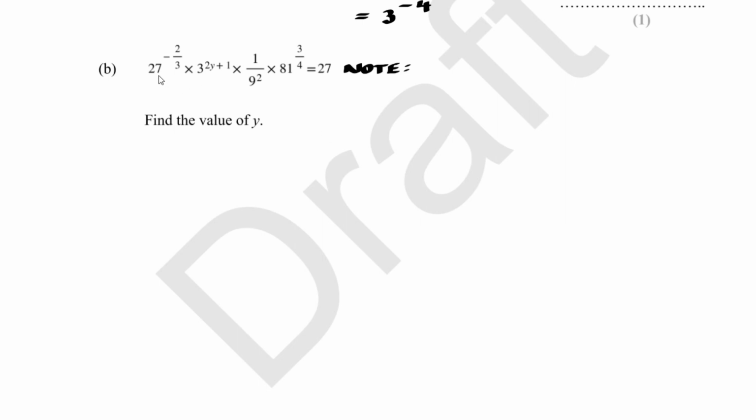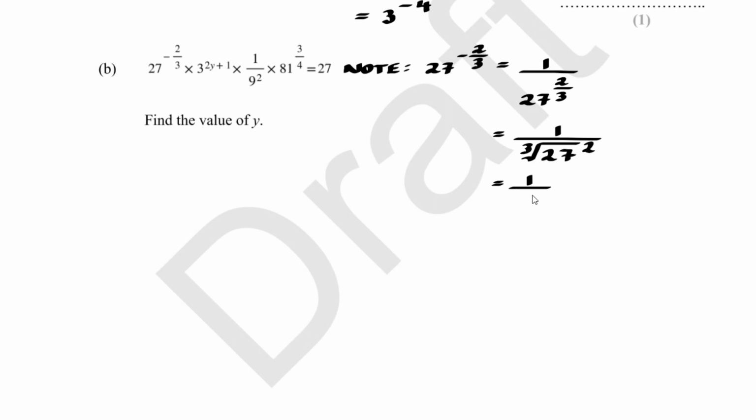So, let's deal with the 27 to the negative 2/3. What this is the same as is 1 over 27 to the 2/3, and this is equal to 1 over, now here we have the cube root of 27 squared. So we have 1 over 3 squared, which is equal to 3 to the negative 2. The 27, that's equal to 3 cubed.